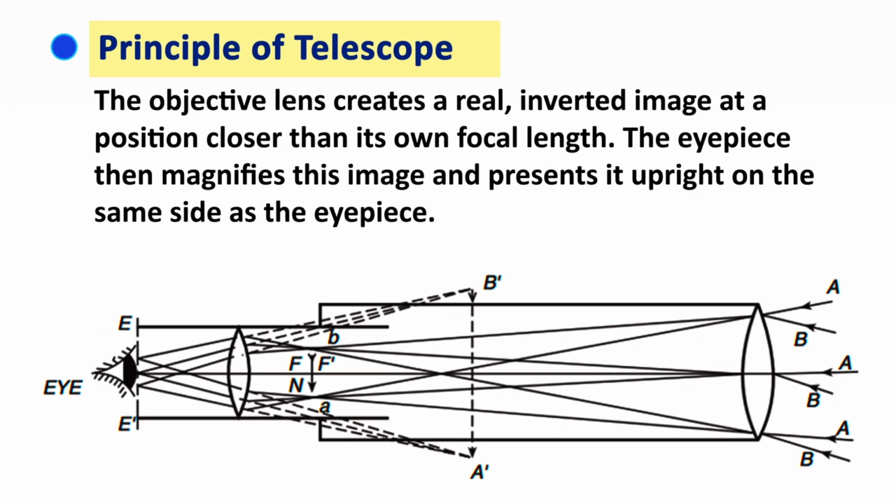The objective lens creates a real inverted image at a position closer than its focal length. The eyepiece then magnifies this image and presents it upright on the same side as the eyepiece.